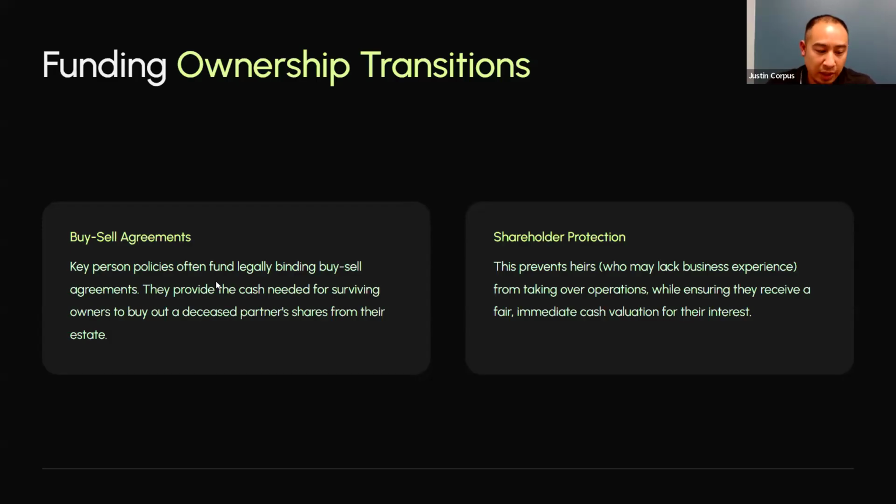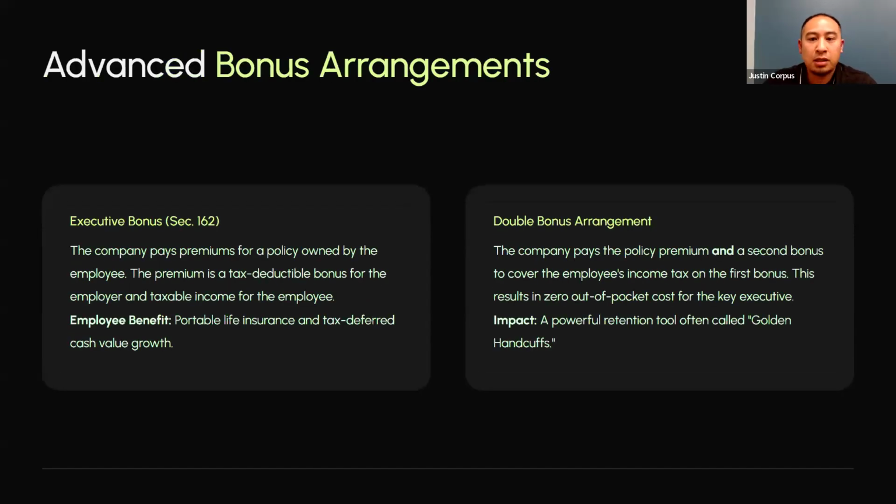Again, say you have a partner, their child is 18, your business partner passes, the shares go to the 18-year-old. They don't have any business experience. At least we have something where we can just pay them out and move on with our lives, right? We want to make quick transitions for our business because we have to move at the speed of business, right? And other things we can use, right?